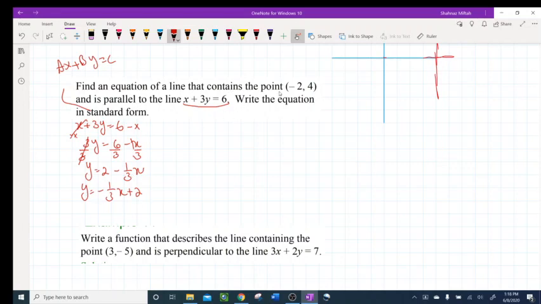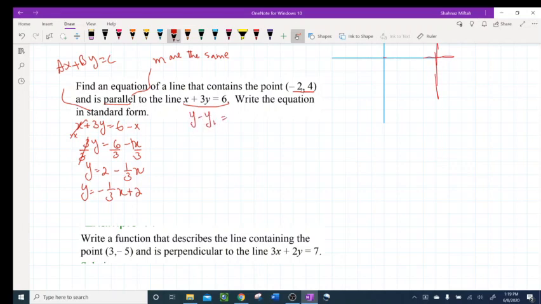Now this is a point. If they are giving me a point and they said the lines are parallel, the lines are always parallel when their slopes are the same. When slopes are the same. Okay, if this slope is negative 1/3, the other slope has to be negative 1/3. Okay, let's try this.